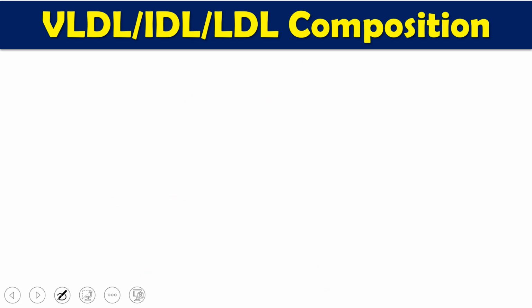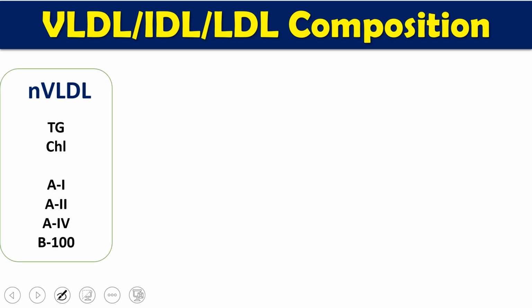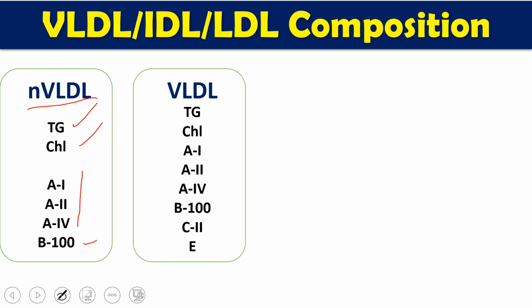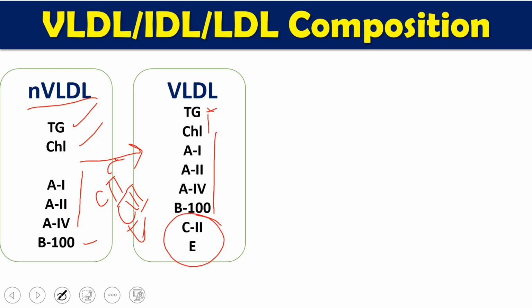Now if you see the composition, how VLDL is different from IDL and IDL is different from LDL, and how these differ from nascent VLDL. This is nascent VLDL, which has triglyceride, cholesterol, and mainly A1, A2, A3 and B100. Nascent VLDL is converted into mature VLDL once it gets C2, C3 and E from HDL. So it already has triglyceride and cholesterol, and it got mainly these two from HDL and was converted into VLDL.